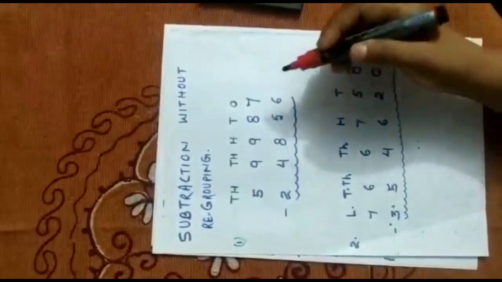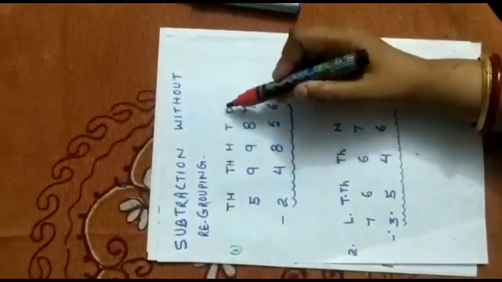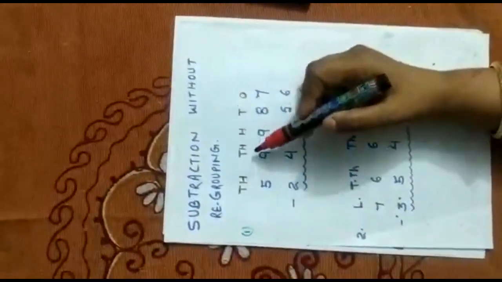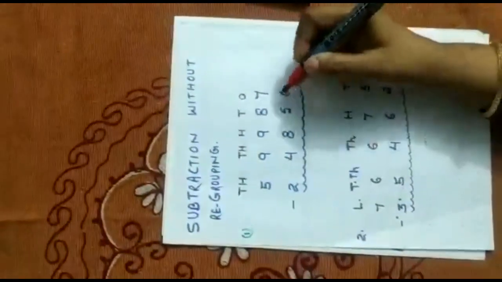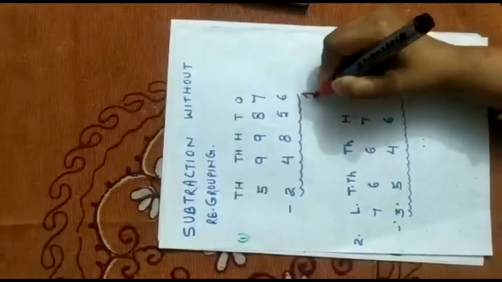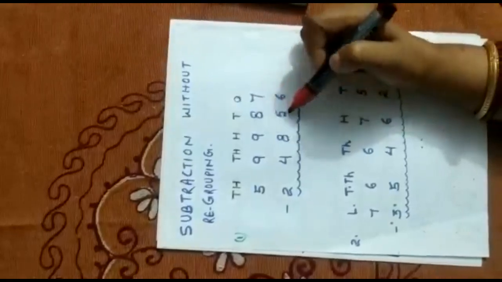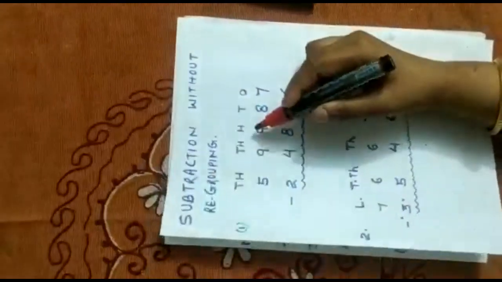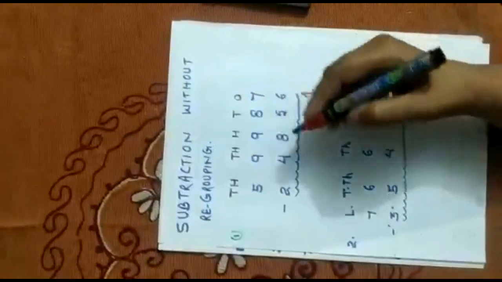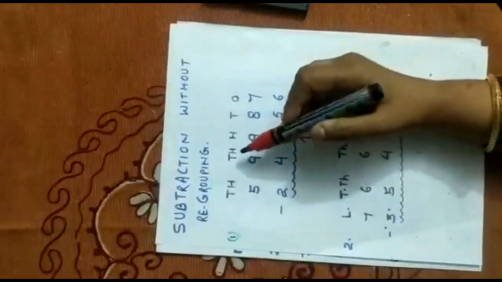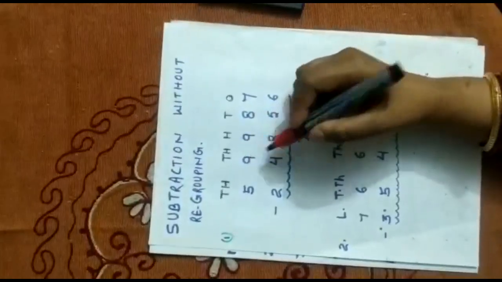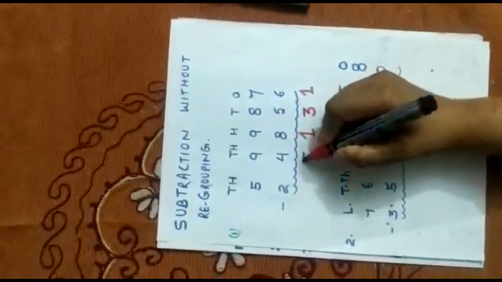So here we firstly start from the ones and then come to the tens, then hundreds, then thousands, then 10,000. So in ones, 7 minus 6 is 1. Now subtracting tens, 8 minus 5 is 3. Subtracting hundreds, 900 minus 800 is 100. Now subtracting thousands, 9,000 minus 4,000 is 5,000.